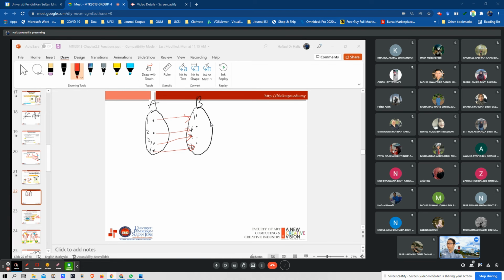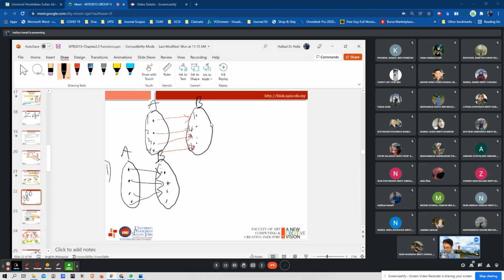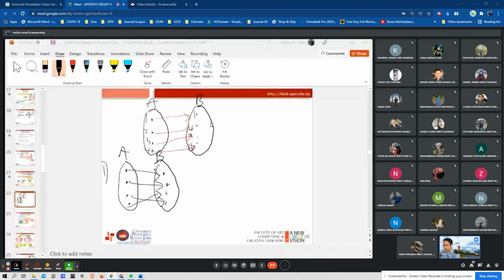We have the mapping. Let's say F. Let's say we have A and B also. Example one, also A and B. Okay, for the first one, is mapping A to B. Is it a function, injective, or bijective? Okay, and then give a reason.